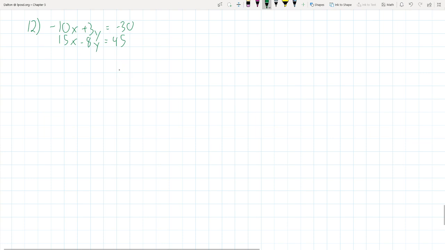So again, I can ask myself, what do I want to try to eliminate? Looking at this, you can do 3 and 8 make 24, or 3 and 2 make 30s. So I'm going to choose the x's. You could choose the y's if you wanted to. It's not going to change pretty much anything. You're going to get the same answer. So I'm going to eliminate the x's. So I have a negative 10x and I have a 15x. Those meet for the first time, quote unquote, at 30. So I'm going to multiply this by 3 and multiply this one by 2.